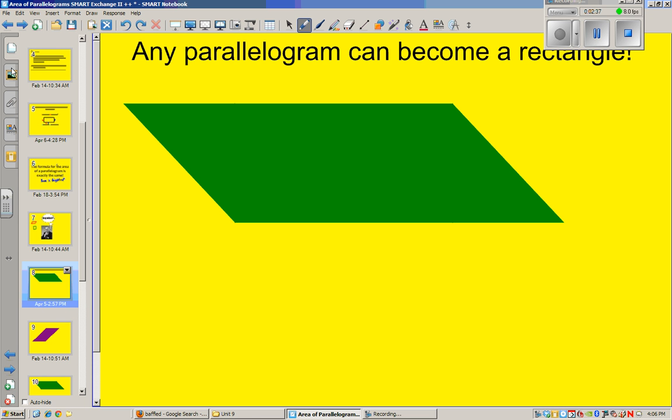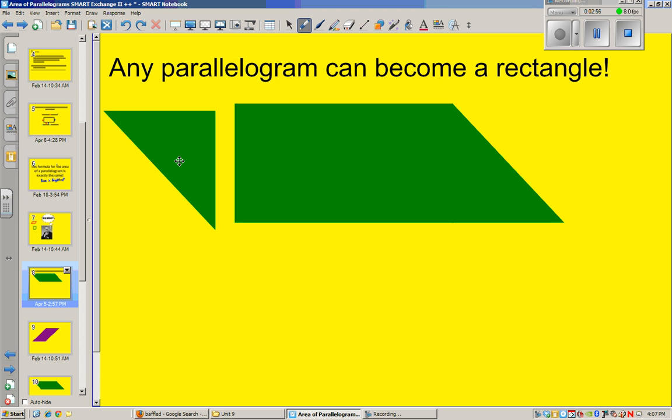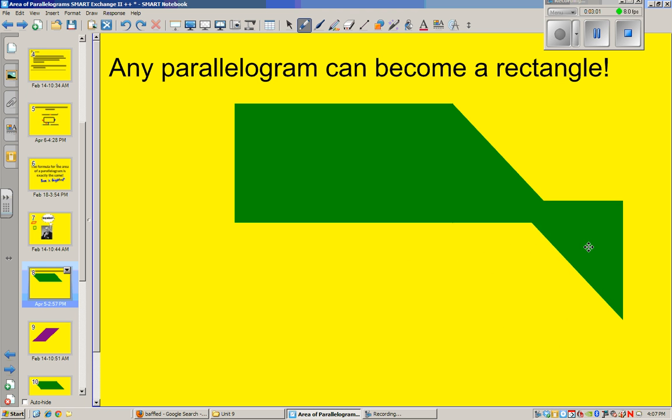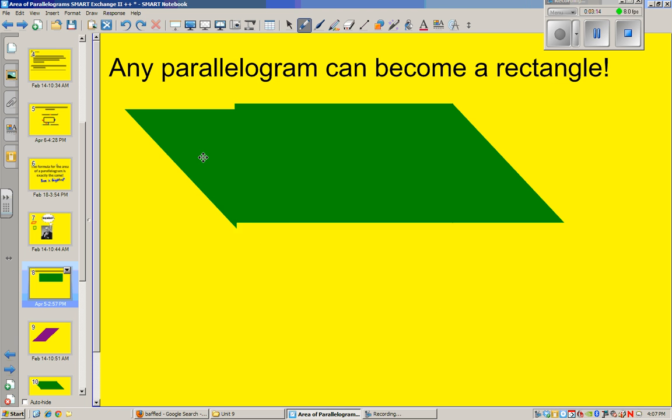The reason that it works is that any parallelogram can become a rectangle. Let me say that again. Any parallelogram can become a rectangle. Let me show you how. Here we have a pretty normal parallelogram. I'm going to just take a piece off of the one side and watch what happens when I bring it over and reattach it on the other side. Boom, a rectangle.